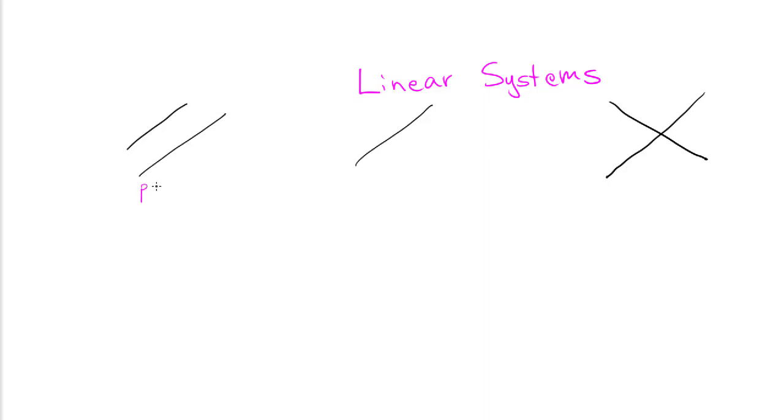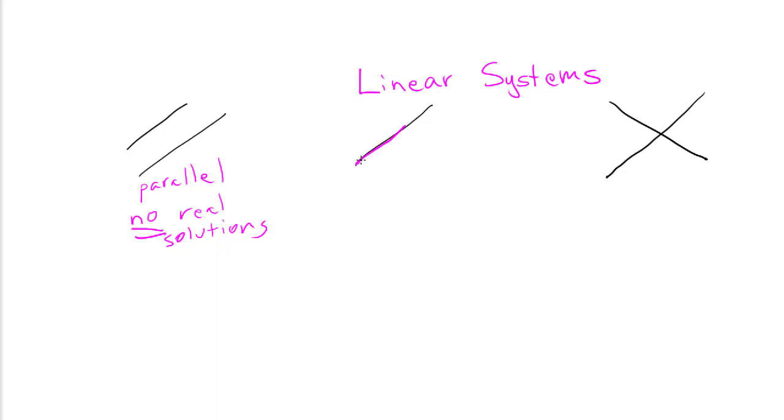The lines could be parallel, in which case they don't intersect at all, which means there are no real solutions to that equation. I've got two distinct lines, they're parallel, and there's no intersection. So if I need to find no real solutions, I know I'm looking for a parallel line. On the other hand, I could have literally the same line.